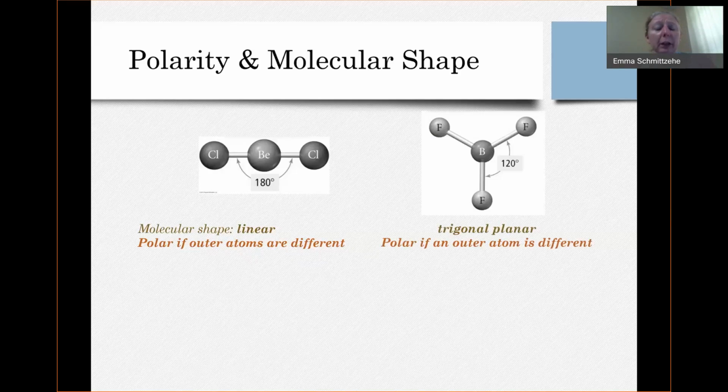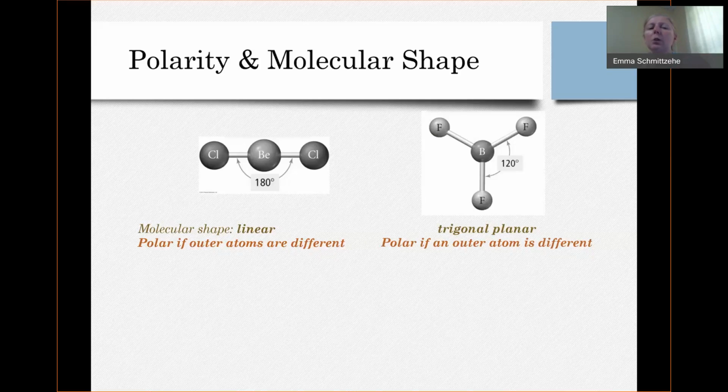Similar if you had a trigonal planar structure. If we have BF3, all of those fluorines have the same pull on the electrons, and so overall the pull they have on it would cancel out, and so it would be nonpolar. But if I swapped out any of those fluorine atoms for something else, so if at least one of those is something different, it would be polar.